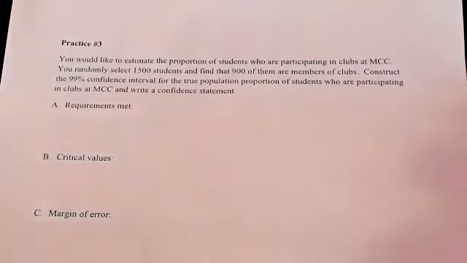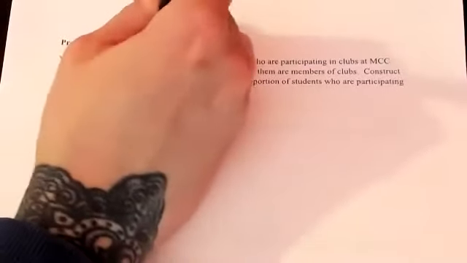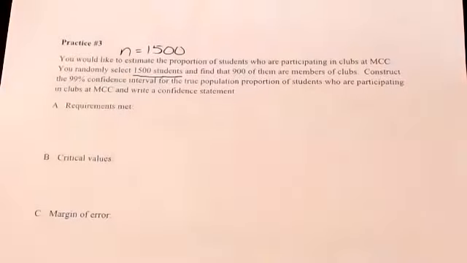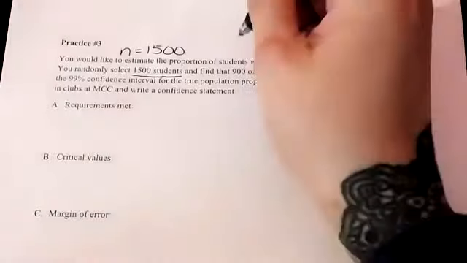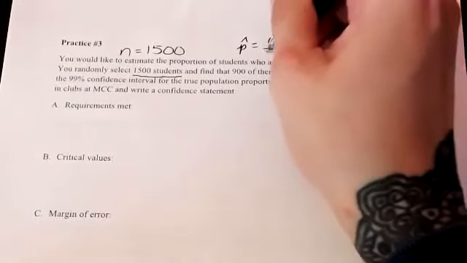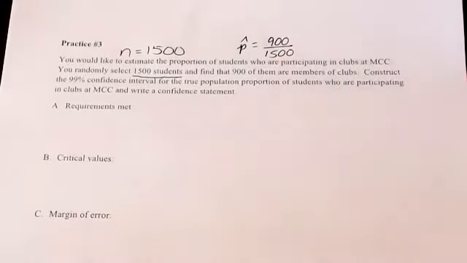N is 1,500. Yes, n is 1,500. That's the first thing. We know there's a total number of students in our sample. Excellent. Someone else, what's the second piece of information? And that p hat. P hat, tell me more. p hat equals 900 over 1,500. Sorry, I cut whoever else that was off. That's okay. It was exactly the same time.